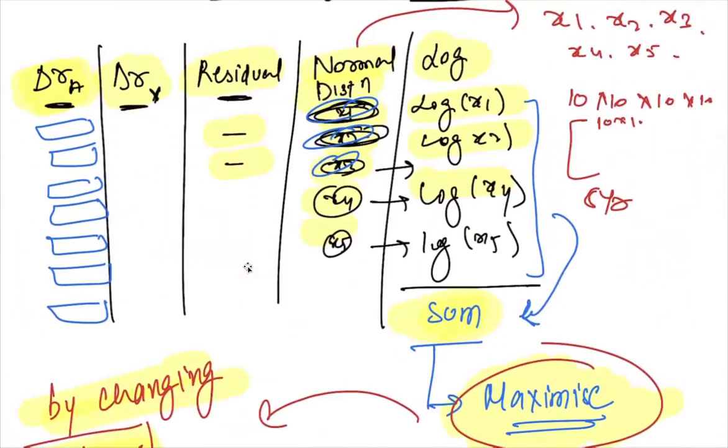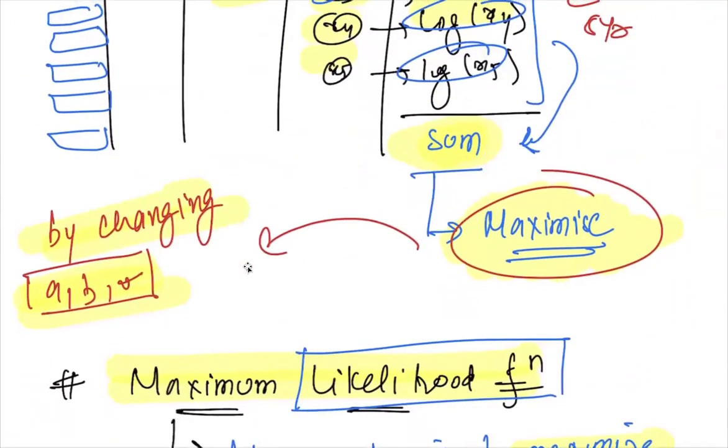So in the end, we are taking log of each component and then adding it up. And after adding it up, we are trying to maximize the sum by changing the parameters a, b, and sigma. So is this concept clear to everyone? Any doubts you guys have?